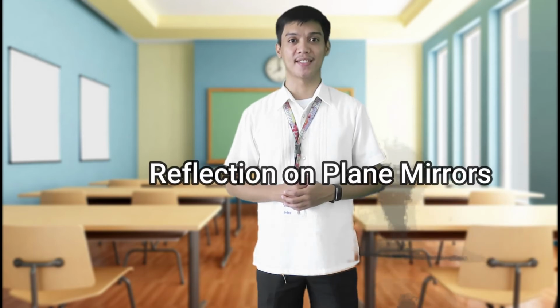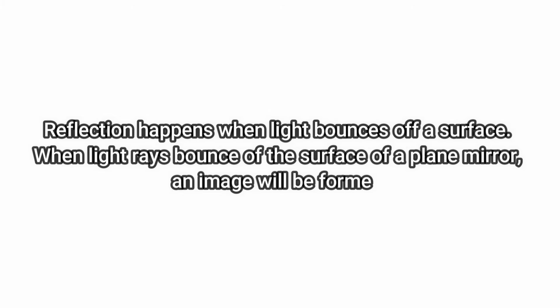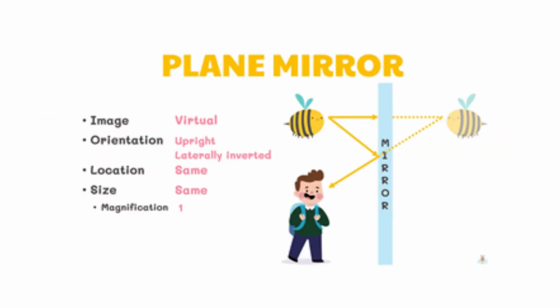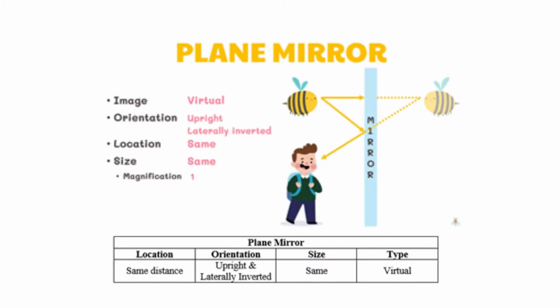Now, let's talk about how light reflects in plane mirrors. Reflection happens when a light ray bounces off a surface. When a light ray bounces off the surface of a plane mirror, an image will be formed. Consider this scenario. Imagine yourself looking at a bee above you in the mirror. As you can see, the image formed is always located at the same distance, upright and laterally inverted, same size, and virtual. Now, what will happen if the surface of the mirror is not plane but rather curved?